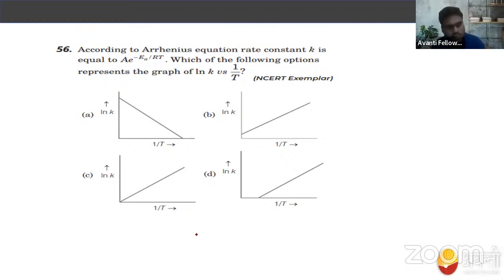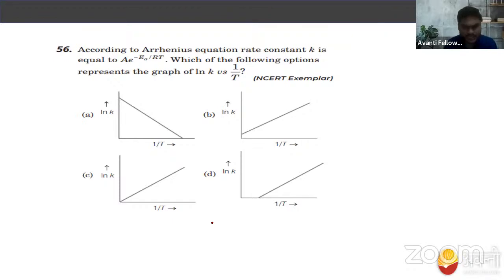Okay. So according to the Arrhenius equation, rate constant K is equal to A e to the power minus Ea by RT. This is the general equation for the Arrhenius equation. Now, which of the following options represents the correct graph, right? So many of you are saying option A. Okay. So let me discuss this and then we'll get to know which option is correct.